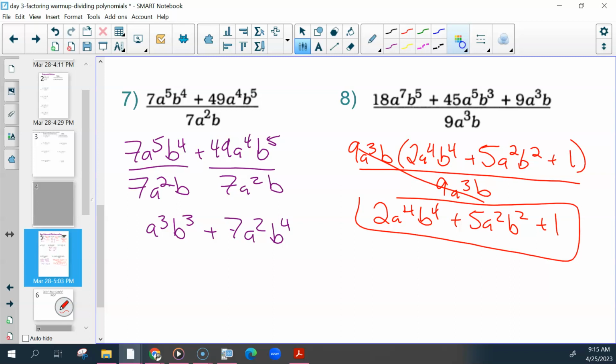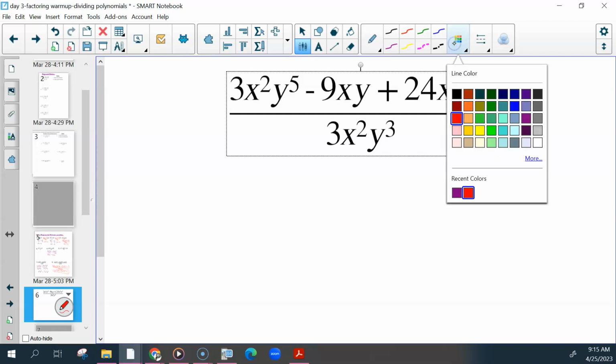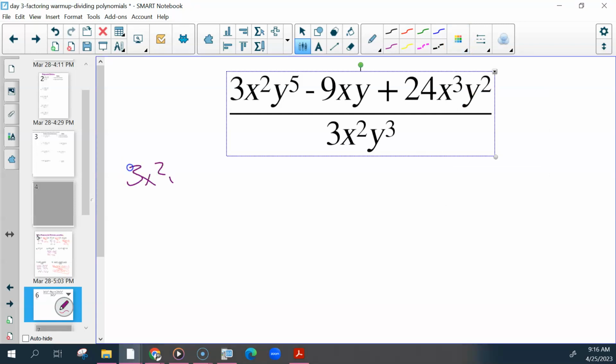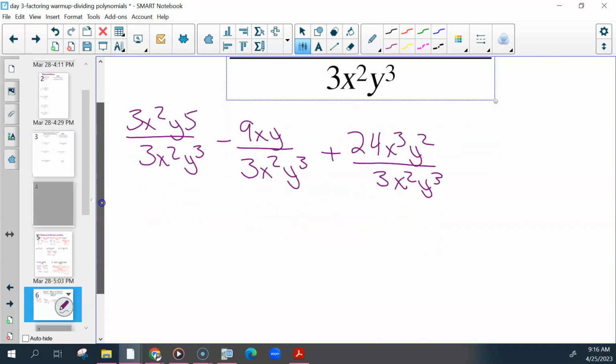I'm going to give you an example that doesn't. Somewhere where you have space, I want you to write down this example. So I'm going to show you the splitting method of this first, and then we'll go back and do the factoring method. For this type, and you won't know this until you try it, the splitting method is better for this. We're going to divide each piece by 3x squared y to the third. Some of these are going to work out nicely and some of them aren't.